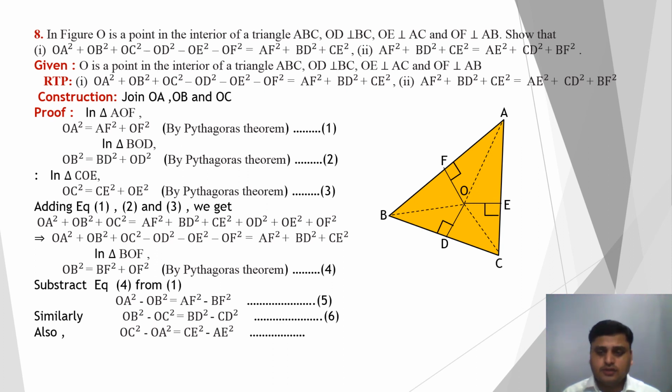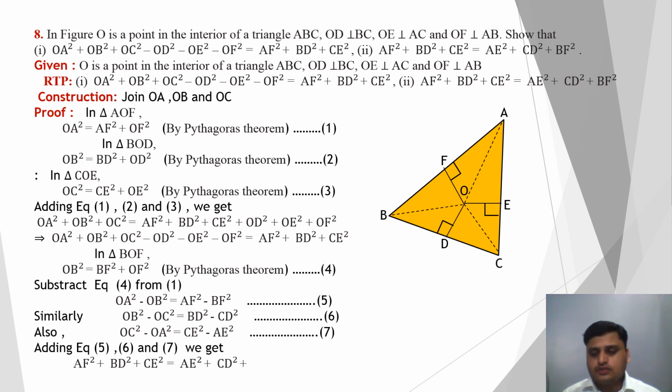we assume this one as equation number 7. After this, we simply add equations 5, 6 and 7, where left hand side is added with left hand side and right hand side with right hand side. On the left hand side, everything cancels, so we simply get 0. Then we transpose the negative values, so AF square plus BD square plus CE square will be equal to AE square plus CD square plus BF square.